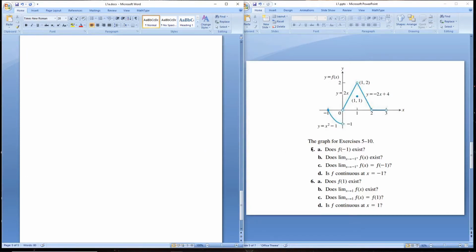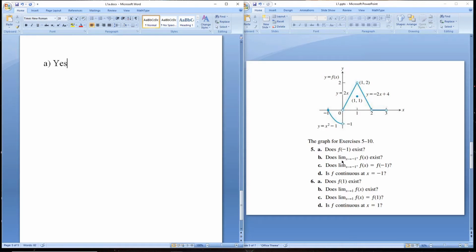So number 5, part A. And here's our function. Does f of -1 exist? Well, here's -1. It's got a closed circle on it. So A, yes, the function does exist at -1.